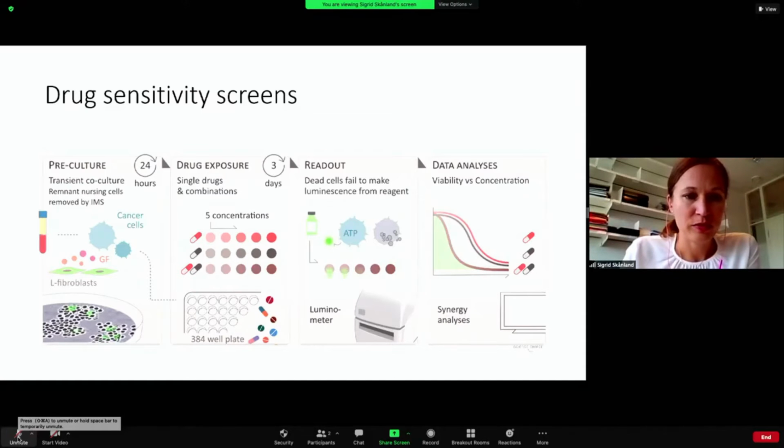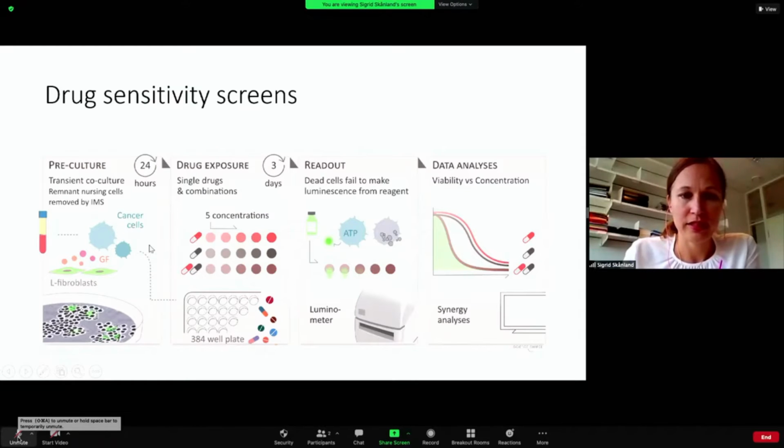In order to be able to do these experiments, we need to mimic the tumor microenvironment in the lab. For this, we have developed an assay where we culture the CLL cells with fibroblasts that express different growth factors to stimulate survival signals in the CLL cells. We have found that it's sufficient to have this co-culture for 24 hours. Then we can separate the CLL cells from the fibroblasts, and they will survive in culture.